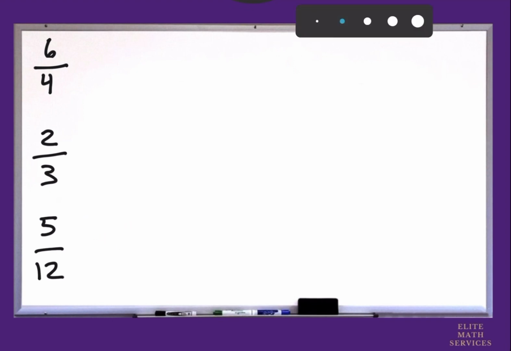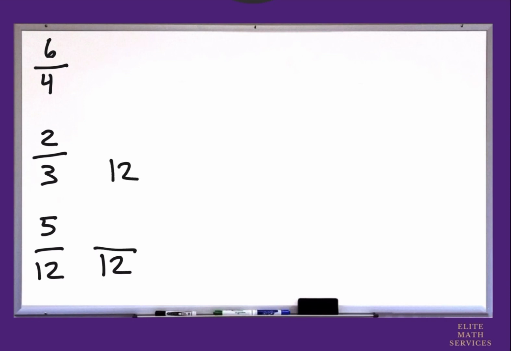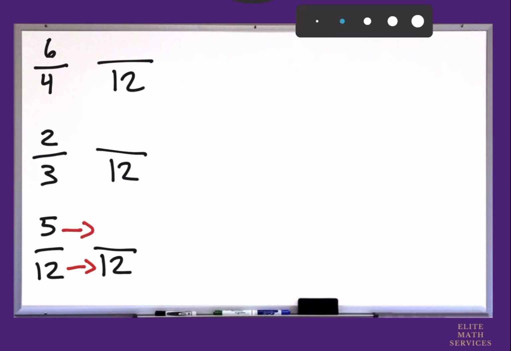We're going to start with the denominator that is already 12. And when dealing with fractions, whatever you do to the bottom, you must do to the top. So we have 12 in all our denominators. And the fraction that already has 12, because we didn't do anything to change the denominator, we don't do anything to change the numerator. The numerator remains the same, which is 5.